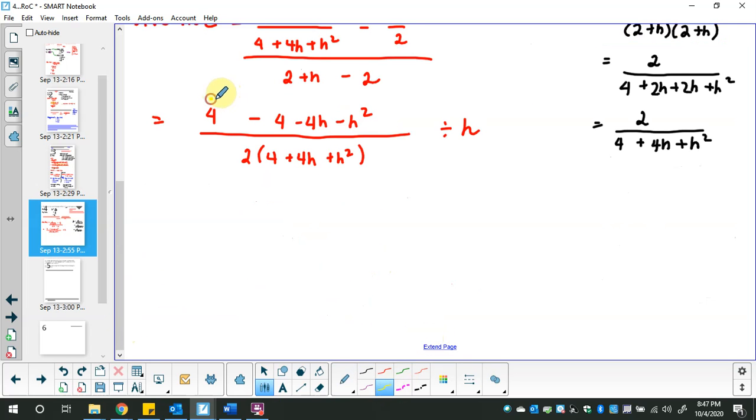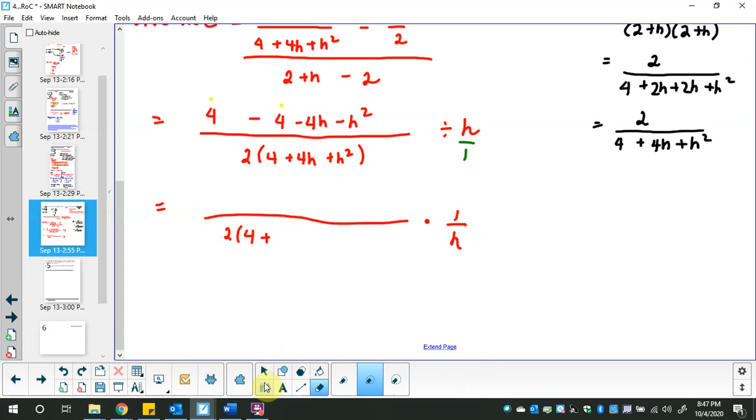So now, collect like terms. Those guys are gone. And I'll turn that into a times 1 over h. My denominator will stay the same. And when I mean the same, I mean actually the same. In my numerator, these two pieces are left. I'm going to take an h out, which leaves -4 behind for here, and -h behind for here. This h is being multiplied, this h is being multiplied.